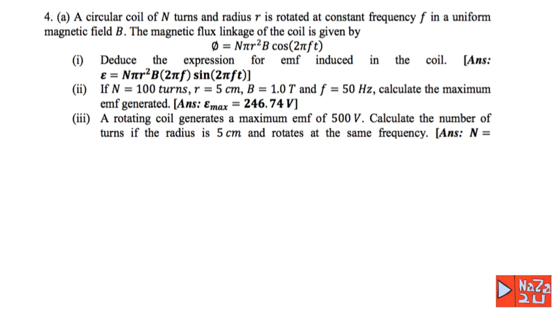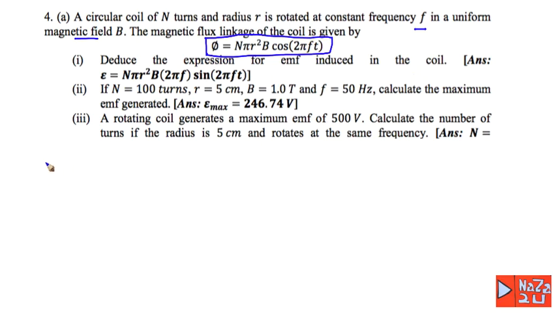Okay, question number 4. A circular coil of n turns and radius r is rotated at constant frequency f in a uniform magnetic field. The magnetic flux linkage of the coil is given by the flux equal to n pi r square B cos 2 pi ft. So this is the flux linkage. Number 1, deduce the expression of EMF induced in the coil.